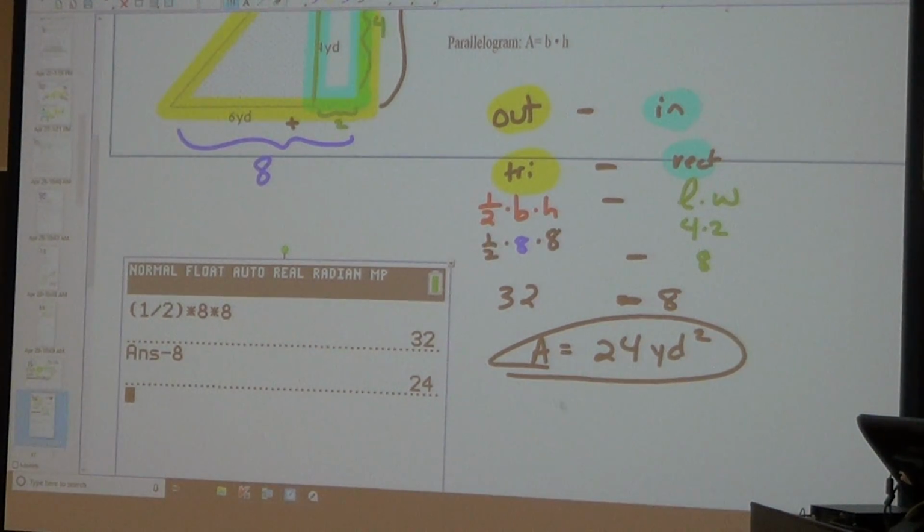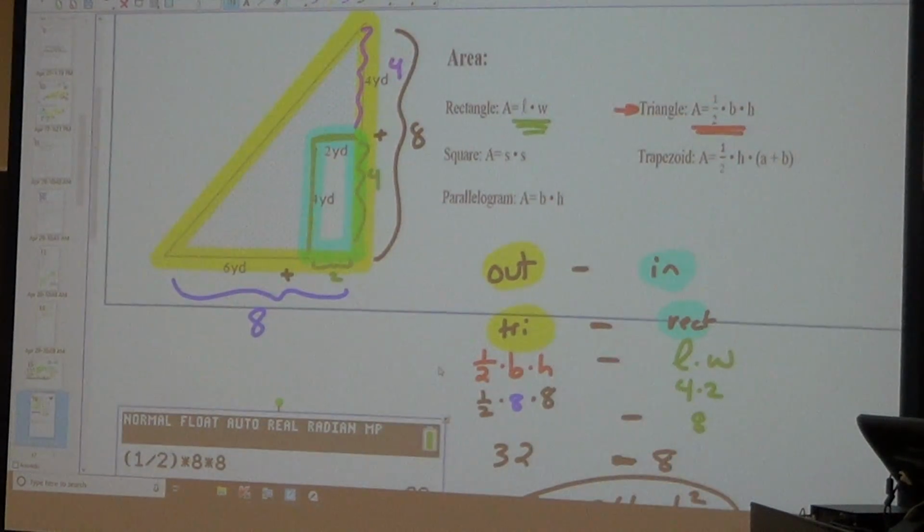You minus the 8. Because 32 represents all of this. And then 8 represents this. So we're taking the 32, which is the whole triangle, and we're subtracting that 8, and this is really what we want to know.